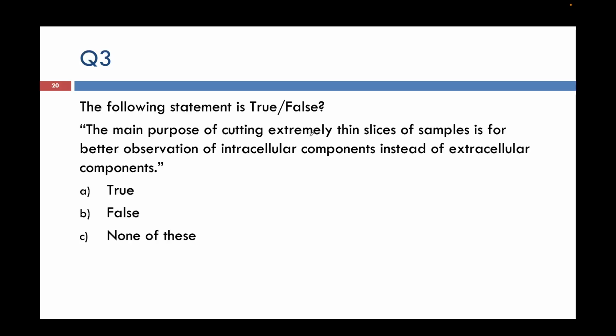Okay, the next question: is the following statement true or false? The main purpose of cutting extremely thin slices of samples is for better observation of intracellular components instead of extracellular components. True or false?